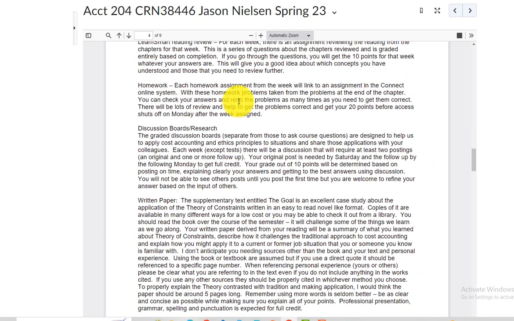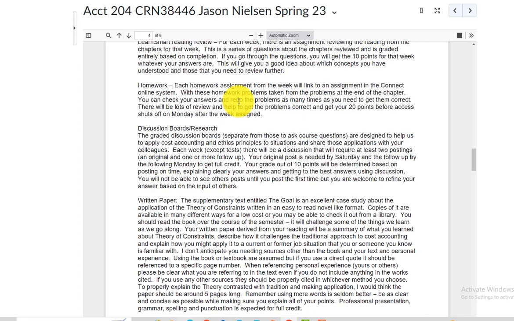Each chapter or chapters will have a homework assignment, including problems that you could find in your textbook, or you can access by the Connect system.